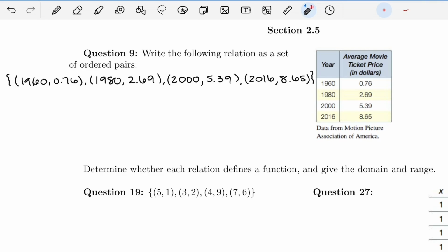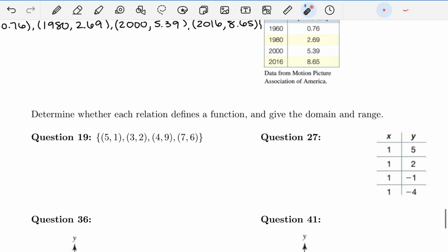So the video got cut off, but we're starting on section 2.5. And for this problem, what we're asked to do is write this relation here, given in this table, as a set of ordered pairs. So in this table, we have these years here, and then for each year, there's a corresponding average ticket price. And so to write this as a set of ordered pairs, we are using set notation, so we're going to use our curly braces here. And then we're just going to write each ordered pair. So for 1960, that's the input, and our output is this here. And then we repeat that for each of these input values. Okay, so that's how we did question 9.